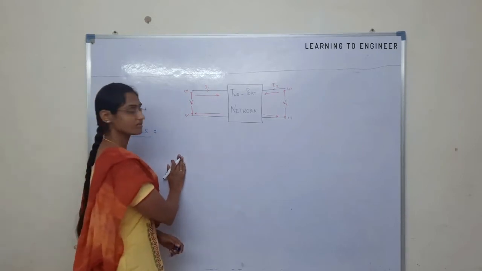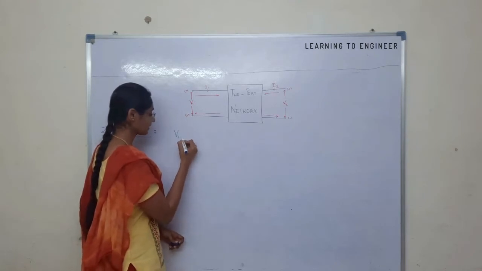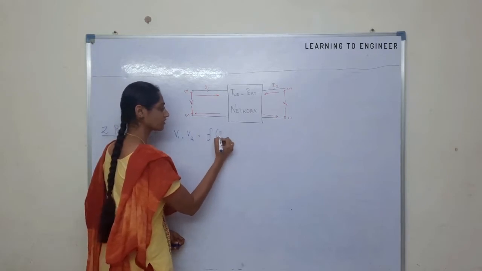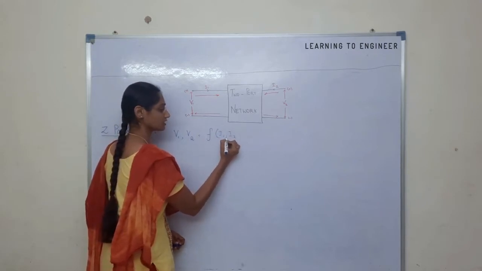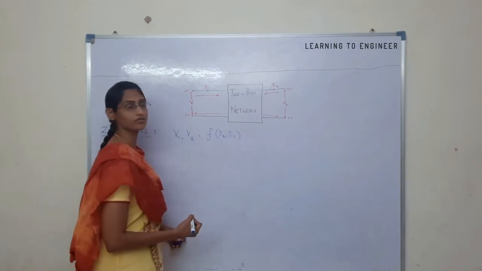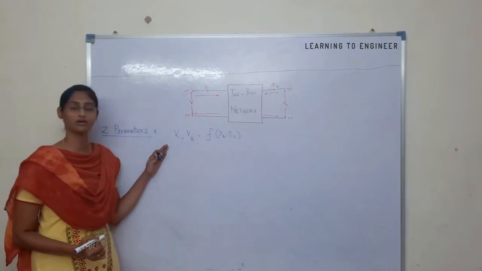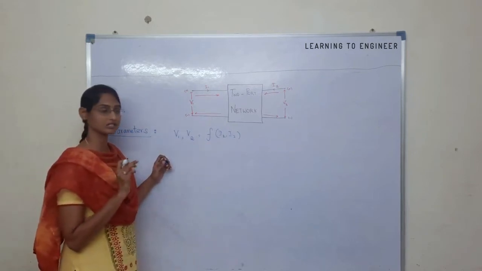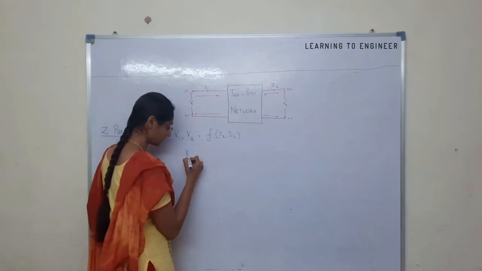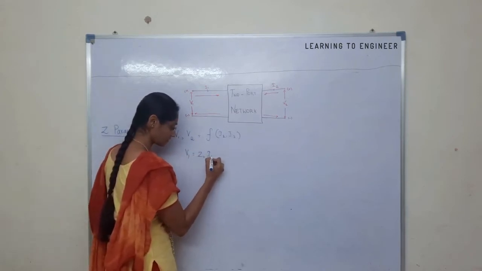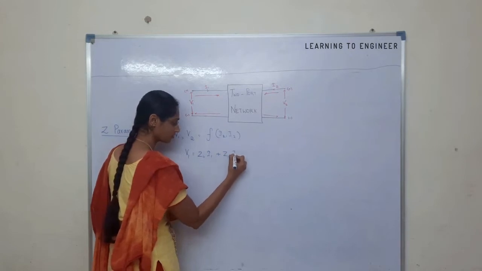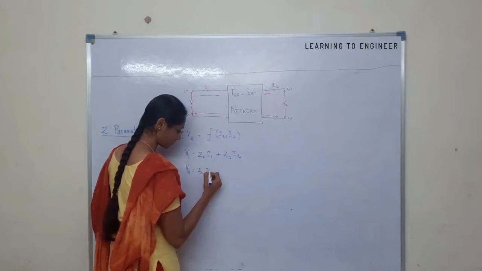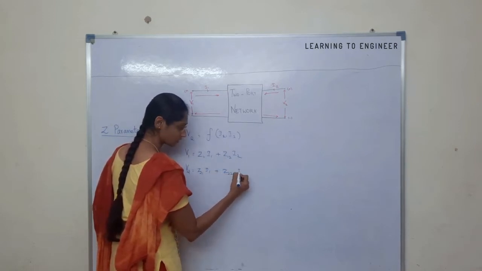In a Z parameter network, we analyze the input and output voltages expressed as a function of the input and output currents I1 and I2. Since it follows Ohm's law, this constant is called impedance. It is Z. The equations are V1 will be Z11 into I1 plus Z12 into I2. V2 is equal to Z21 into I1 plus Z22 into I2.